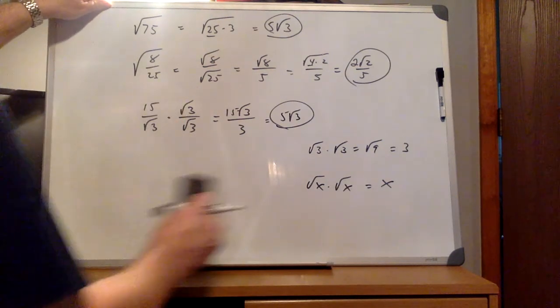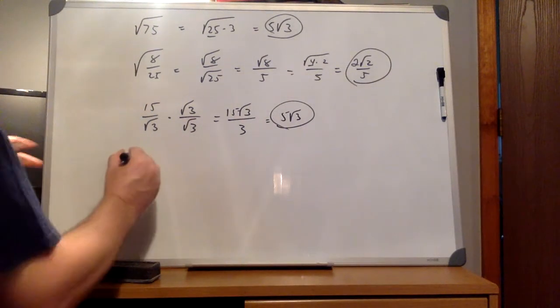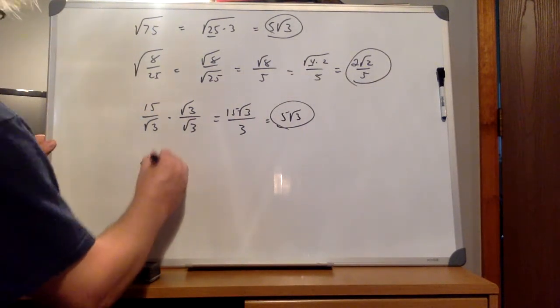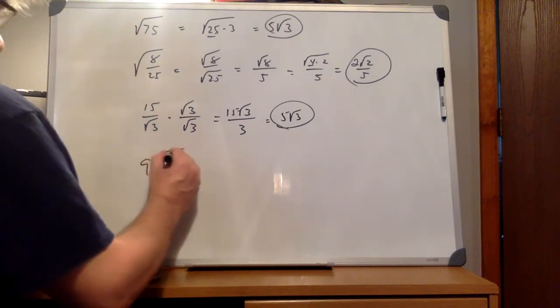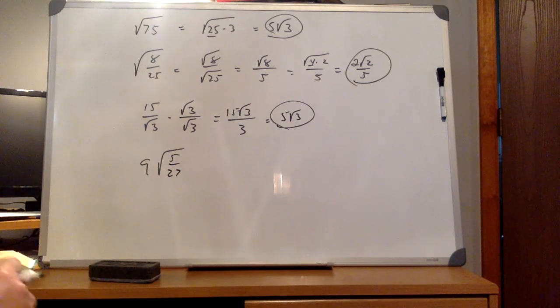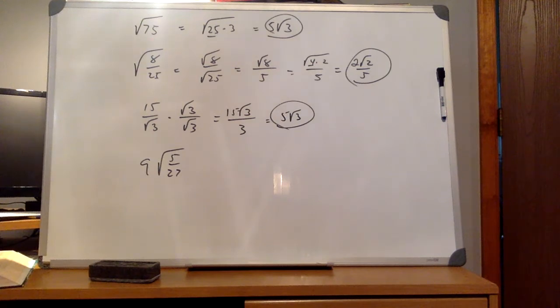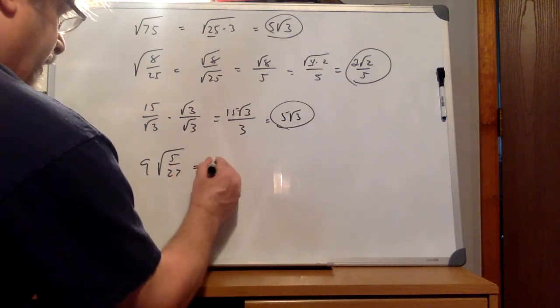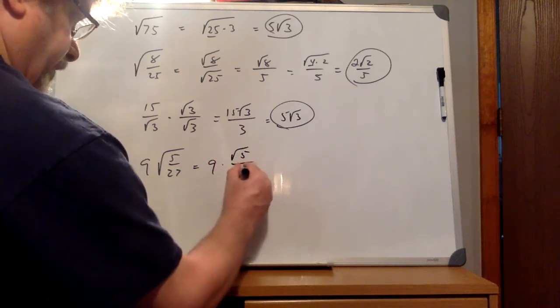Simplifying here, some review. Let's do one more. Let's erase that over there. 9 times the square root of 5 over 27. Now, 27 is not a perfect square, but I can simplify it. First of all, I can make this the square root of 5 over the square root of 27.